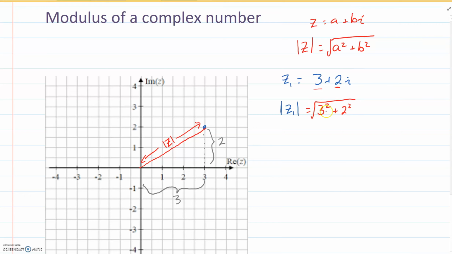So 3 squared is 9, 2 squared is 4, 9 and 4 is 13. So the modulus is the square root of 13. Now we'll leave it at that, because that's a surd, which means that it's going to come out as a recurring decimal. So that's the best way to leave that.